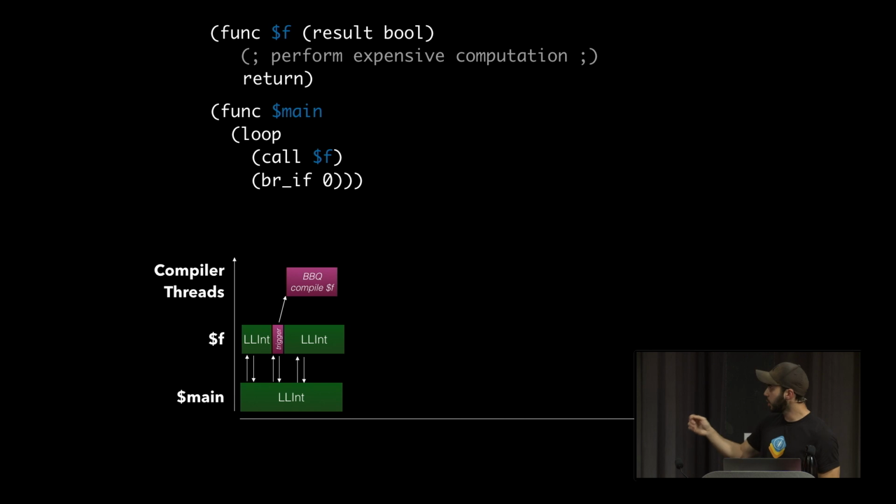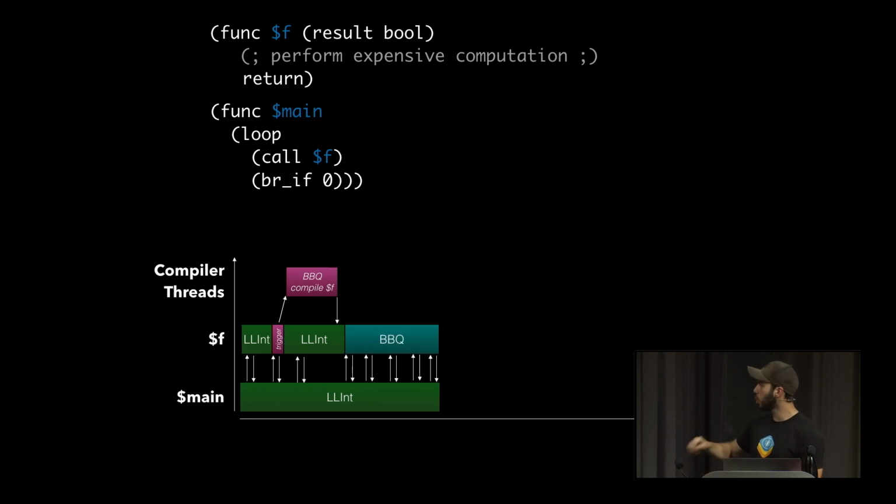We'll keep running in the interpreter while we're doing that compilation. We don't want to stop making progress. Once that's done, that's going to notify f and say, well, I have a faster optimized version of this function, so you can run that instead. Next time we call f, we'll go into the BBQ compiled code.